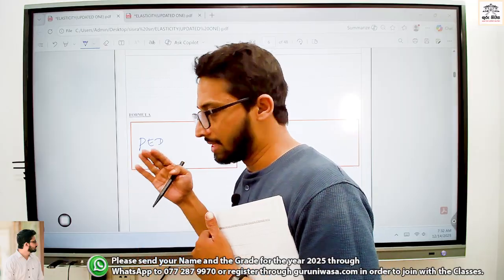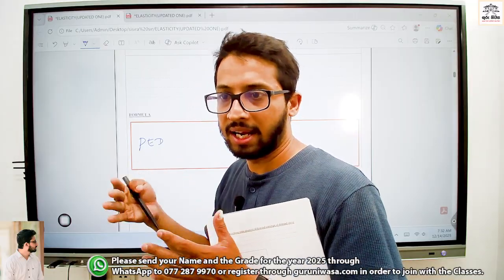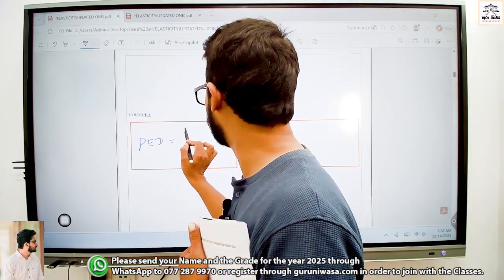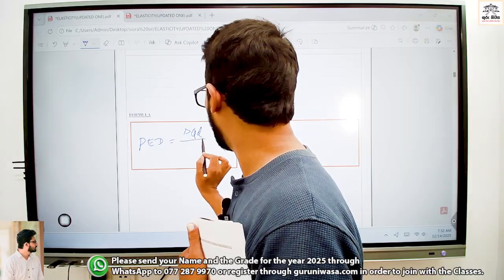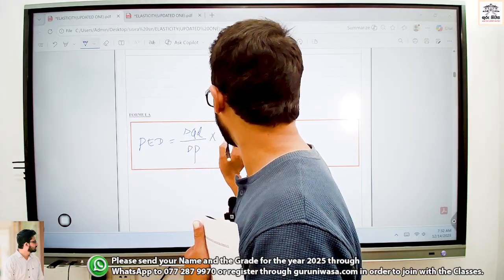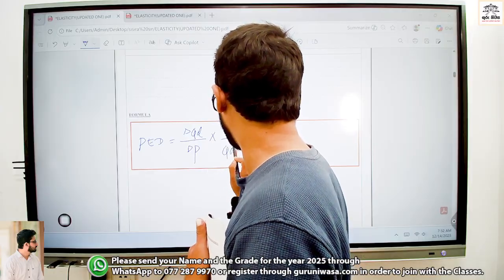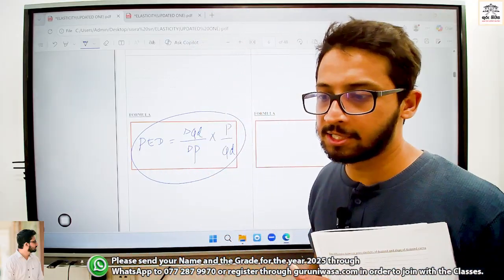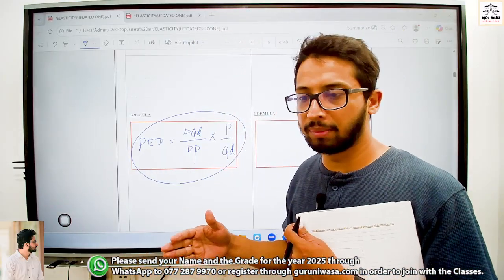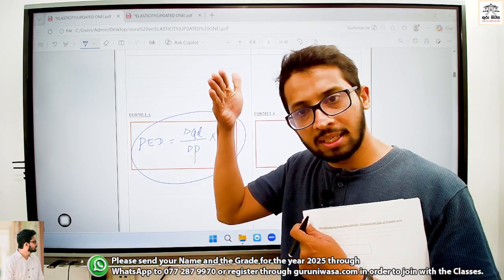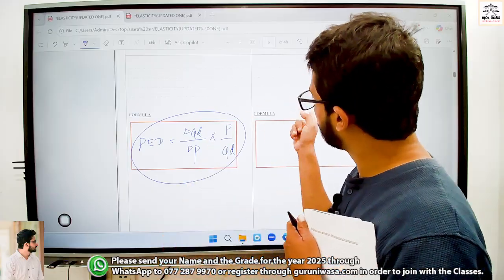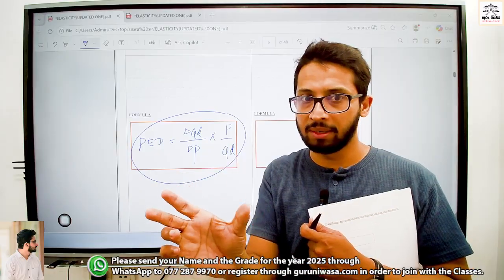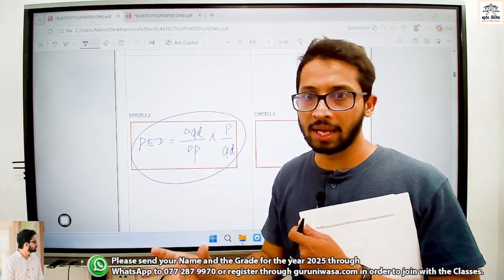This is the advanced form of the first one. What is the equation? PED equals delta QD over delta P into P over QD. This is the equation for calculating point price elasticity of demand. Point price elasticity of demand means PED at a particular given point. Arc price elasticity of demand means PED for a range, between two points or between two prices.